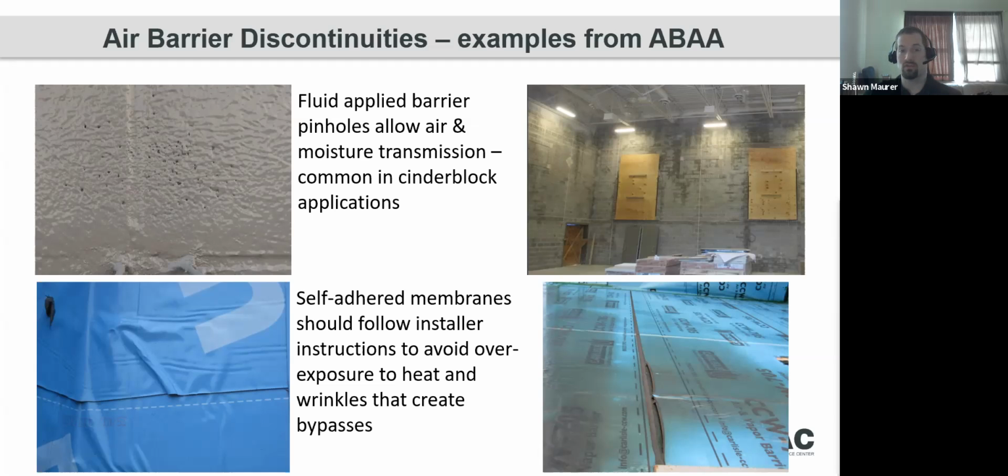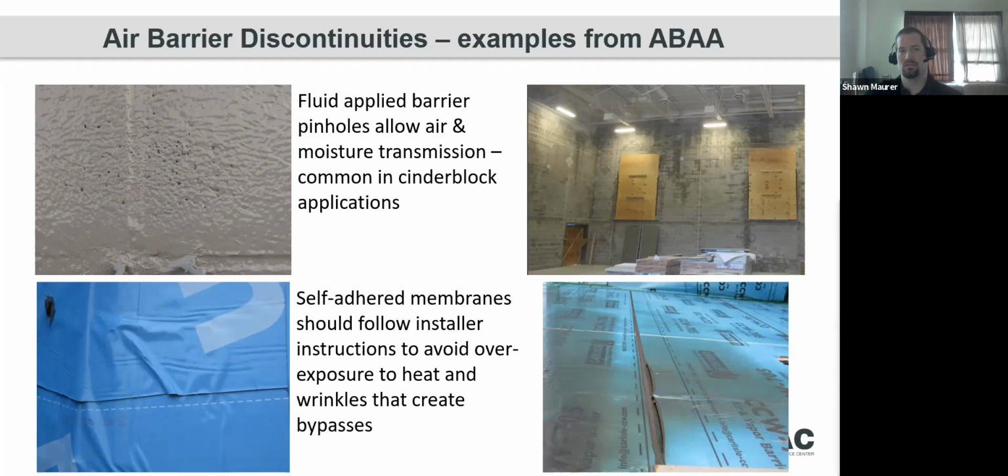For fluid applied barriers, especially on CMU or cinder block applications, can develop pinholes. That's what you're seeing on the top left there. So you may want to specify a couple of passes or coats of that material to make sure that those pinholes don't develop. But you can see on the top right the consequence of having those pinholes.